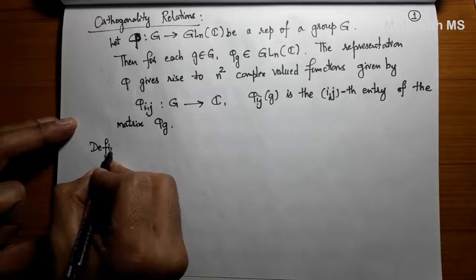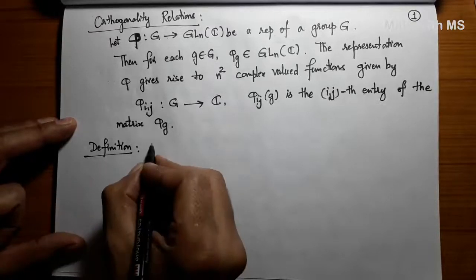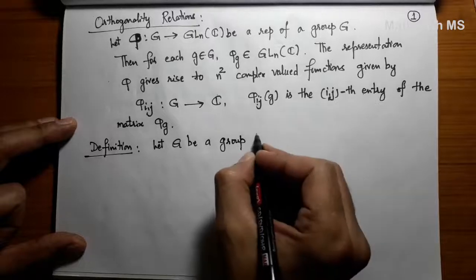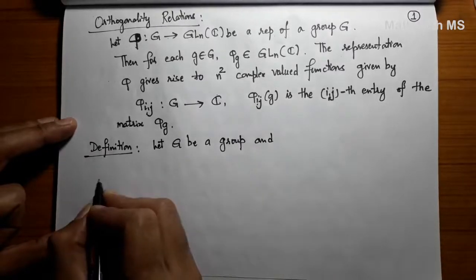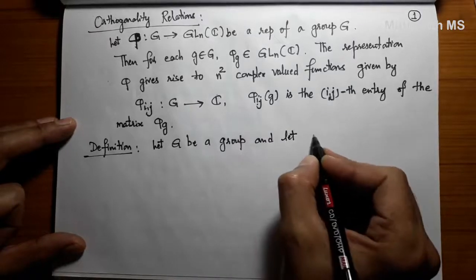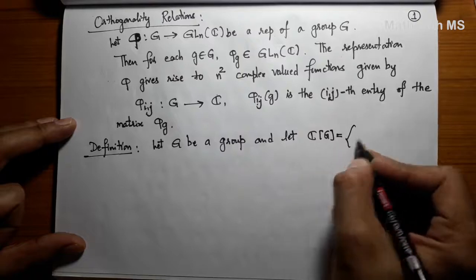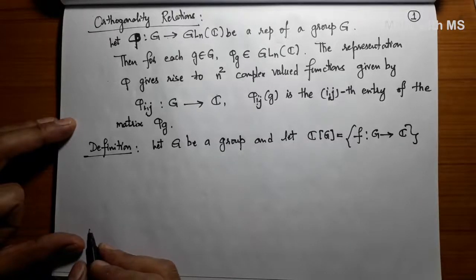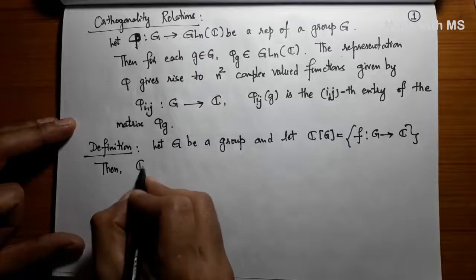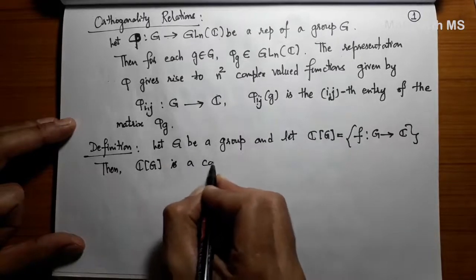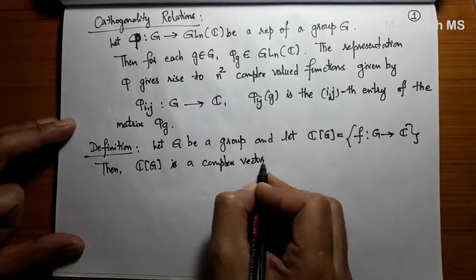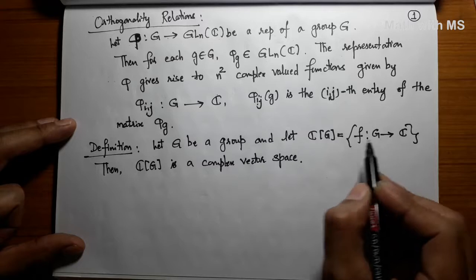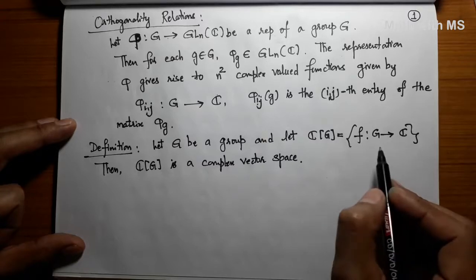So here is the definition. Let G be a group and let CG be the set of all functions from G to C, all complex valued functions from G to C. Then CG is a complex vector space, because if we are given two complex valued functions, you can add them pointwise and you can also do scalar multiplication, so it's obviously a complex vector space.